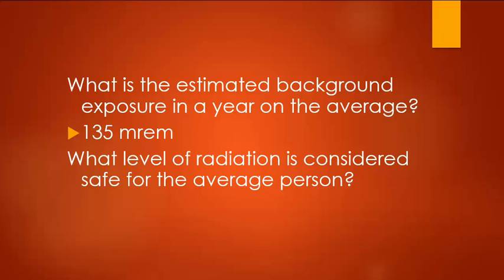What level of radiation is considered safe for the average person? 170. 170, totally normal. You should live a nice long life as long as you stay under 170. There's going to be some years in which you're going to be higher because you may have some health issues, but on the average, you want to stay under 170.